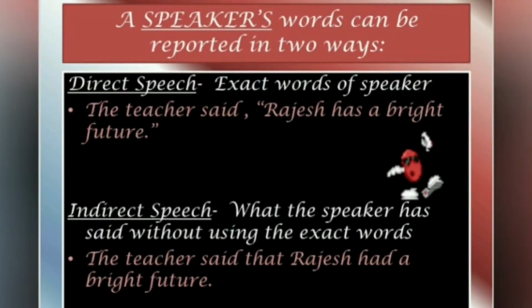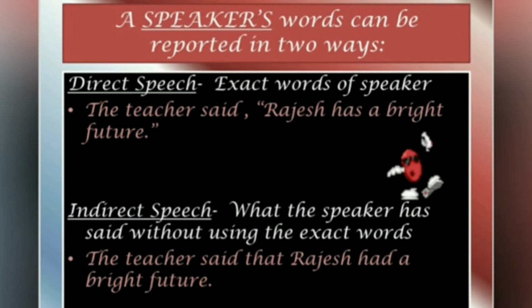A speaker's words can be reported in two ways. The first is direct speech or exact words of speaker. For example, the teacher said, "Rajesh has a bright future." And the second way is indirect speech or what the speaker has said without using the exact words. For example, the teacher said that Rajesh had a bright future. So you can see the changes in both the sentences.